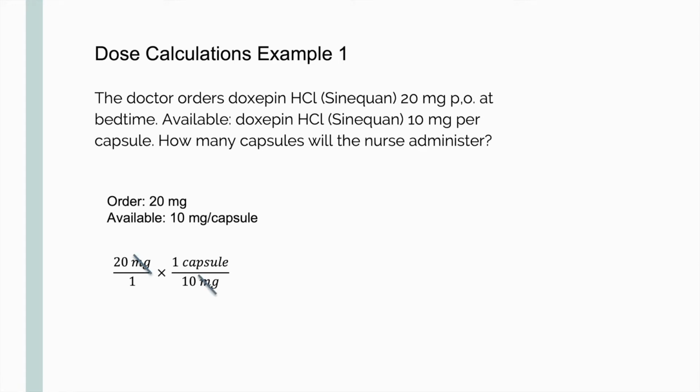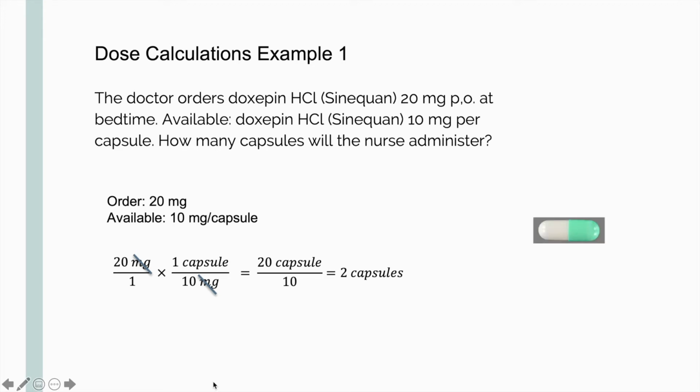So we're going to cancel out our milligrams, and we'll end up with 20 capsule over 10 by multiplying straight across. So we did 20 times 1 to get 20, and 1 times 10 to get 10. 20 divided by 10 will give us 2 capsules. So we need to administer 2 capsules.